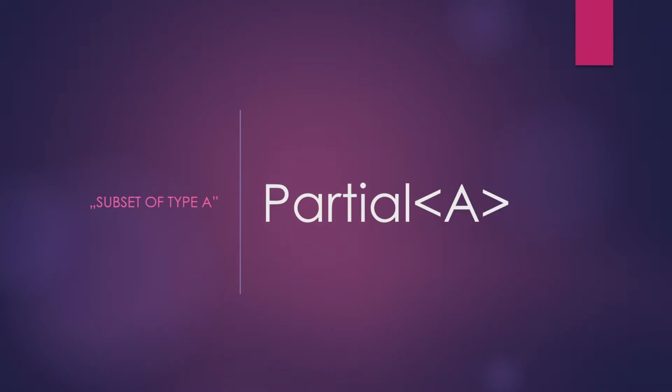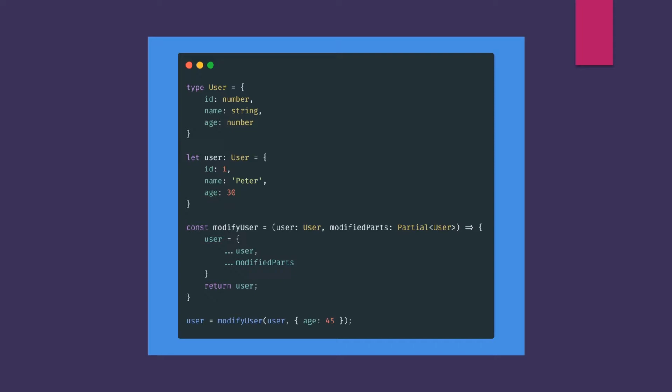Partial comes in handy when you need to reuse some parts of an existing type. It needs one generic parameter and produces a subset type of that. In this example, I have a user type and a modify function. Using partial with user type helps you keep the user object modification result within the user type as well.